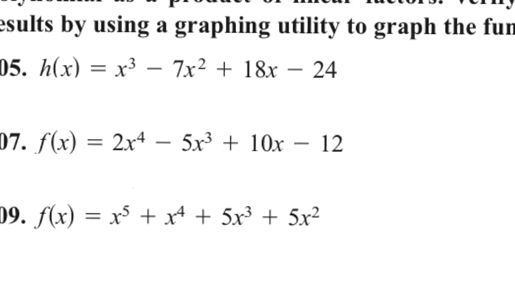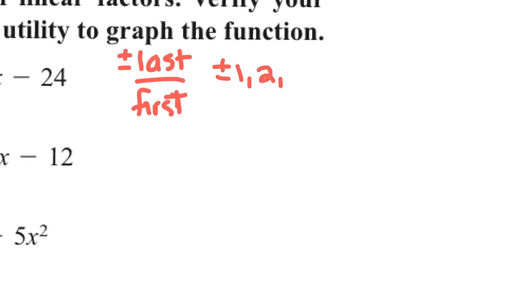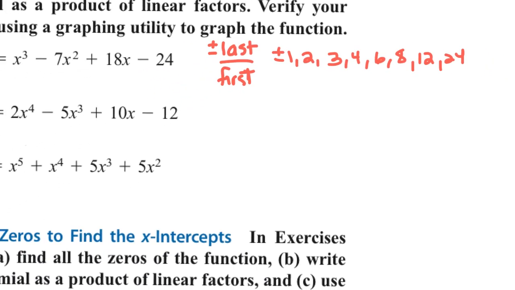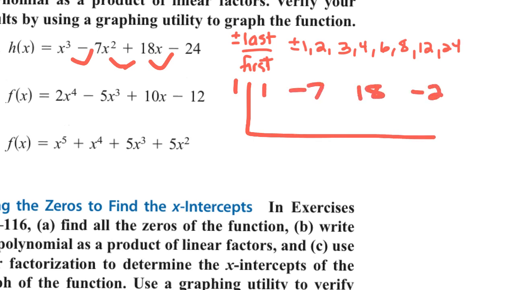So the next thing you would want to do is test your possibles. So you got to figure out your possibles by doing plus and minus last over first. So because the first is 1, the last is 24, my possibles are 1, 2, 3, 4, 6, 8, 12, and 24. And then from there, you got to figure out what works. Descartes' Rule tells me that there's 1, 2, 3 sign changes. So there's 3 or 1 possible positive root, which means positive would be a good place to start. So I'll start with 1 on the outside, 1, negative 7, 18, negative 24.